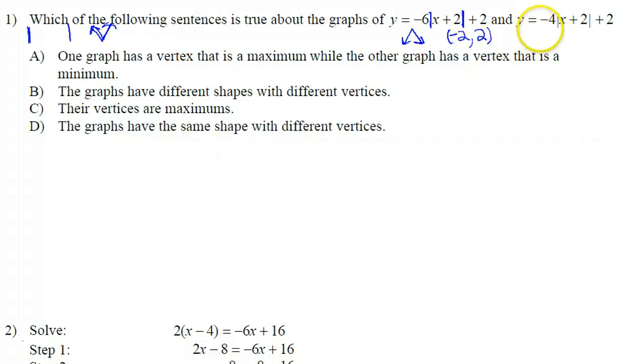We can do the same thing here. This one's -4, so that's also downwards. And the vertex opposite inside is -2. Same on the outside is +2.